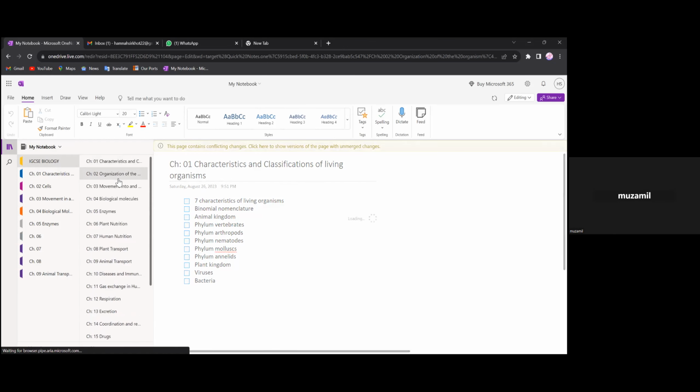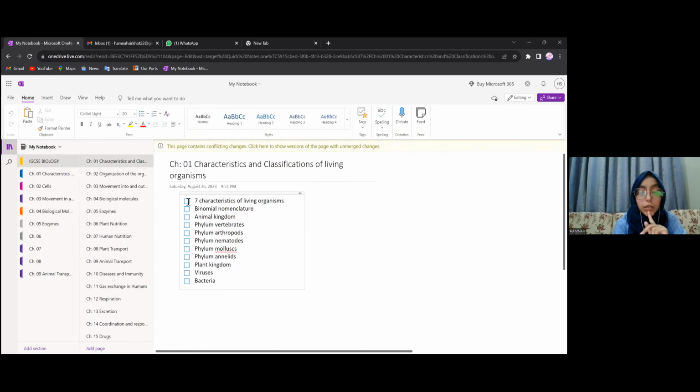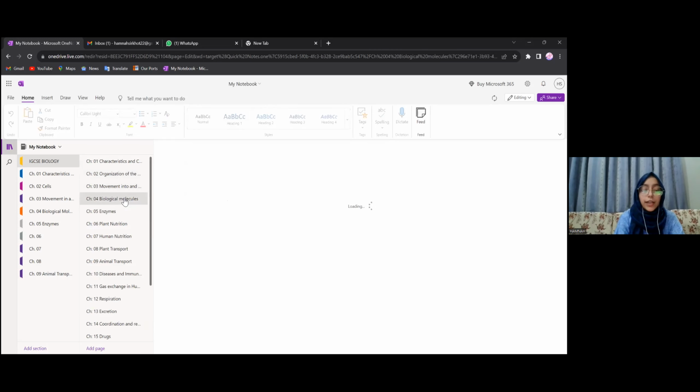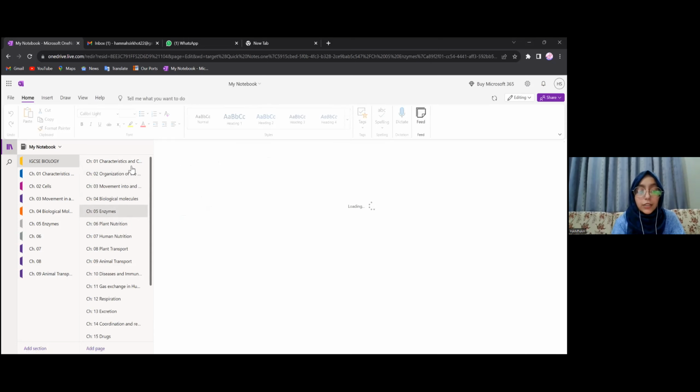These are all your chapters. Chapter 1, chapter 2. In these, I've just written down the subtopics. In chapter 1, you have the 7 characteristics, the binomial nomenclature, the kingdoms, and the phylums, and viruses and bacteria. In chapter 2, you have cell organelles and structure, and then plant and animal cells and movement. You've got diffusion, osmosis, and active transport. In biological molecules, you've got fats, carbs, proteins, DNA.